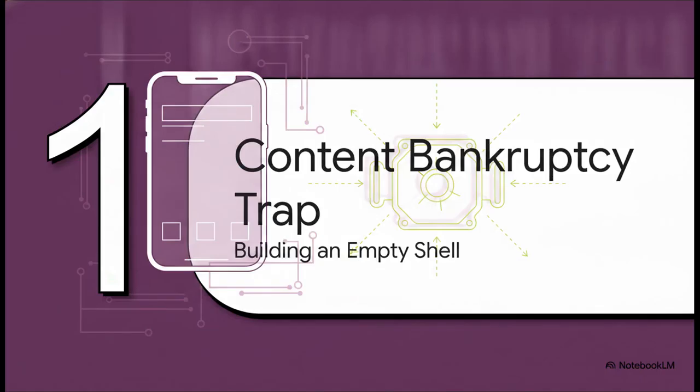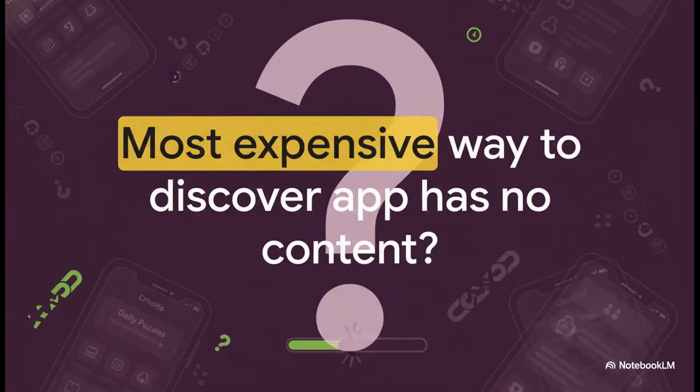First step, Section 1, the content bankruptcy trap, building the engine for an empty shell. So imagine this. You've got this killer idea for a content-driven app, right? Think a daily puzzle, a quiz, something like that. Your dev team grinds for months building out the engine. The user interface is absolutely gorgeous. You push it to the App Store, and then the ultimate developer nightmare hits. You realize your core data source only has enough juice to keep the app running for maybe 6 weeks before everything just starts repeating. So I pose this question to you.